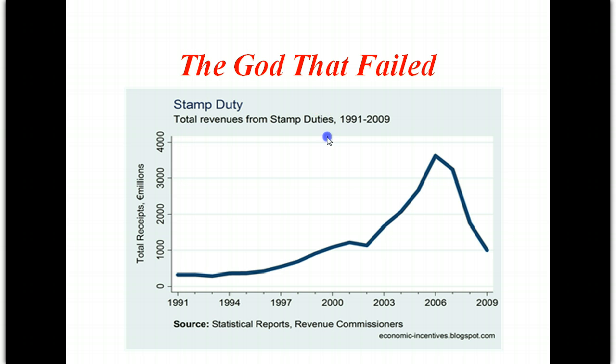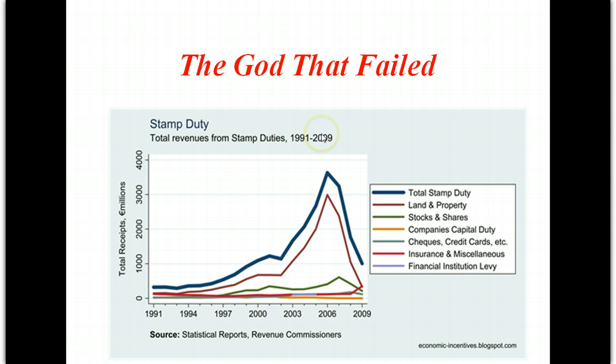If we look at where the stamp duty revenue came from, so stamp duty is broken down into 6 or 7 different categories, so we have 6 categories here. So you have stamp duty on land and property, that a conveyance you have to pay a particular amount of tax over to the state. Stocks and shares have a stamp duty. Companies pay a capital duty for limited liability. There's stamp duty on checks and credit cards. There's stamp duty on insurance contracts, and there was a temporary financial institution levy back in 2003, 4 and 5.